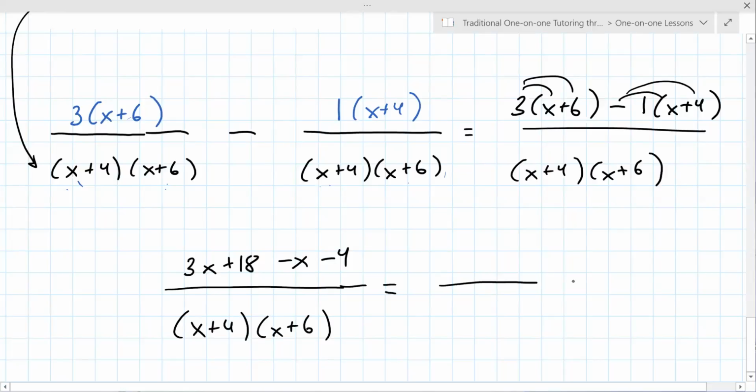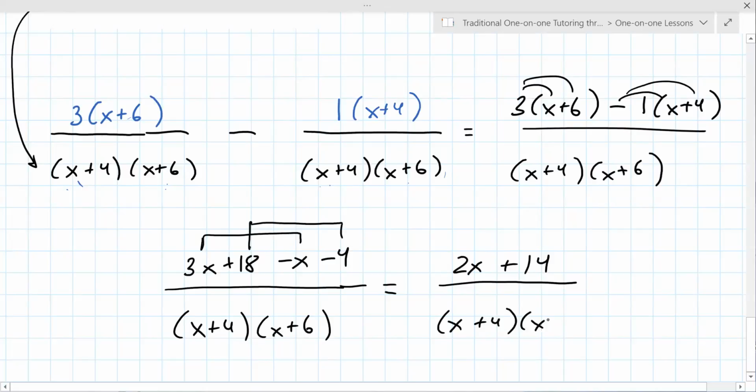And then you combine like terms. So the 3x and the minus x become 2x. 18 and the minus 4 become 14. And this is now your final answer after all that.